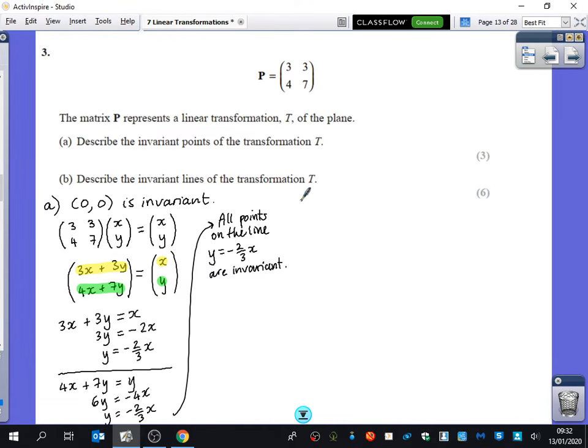So for part B of the question, it wants us to describe the invariant lines of this transformation. Now, we already know, because it says the invariant lines, we already know one of the invariant lines, don't we? So we can say y equals minus 2 over 3x is an invariant line.